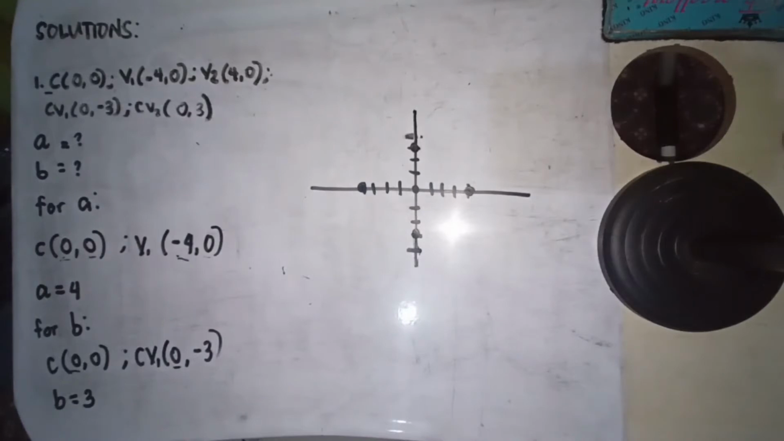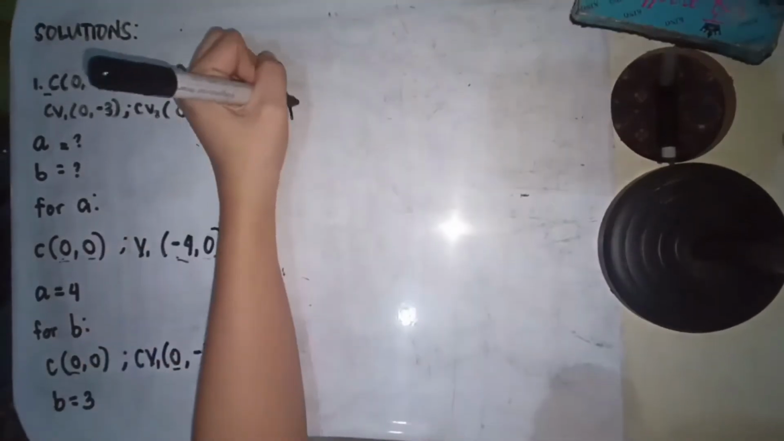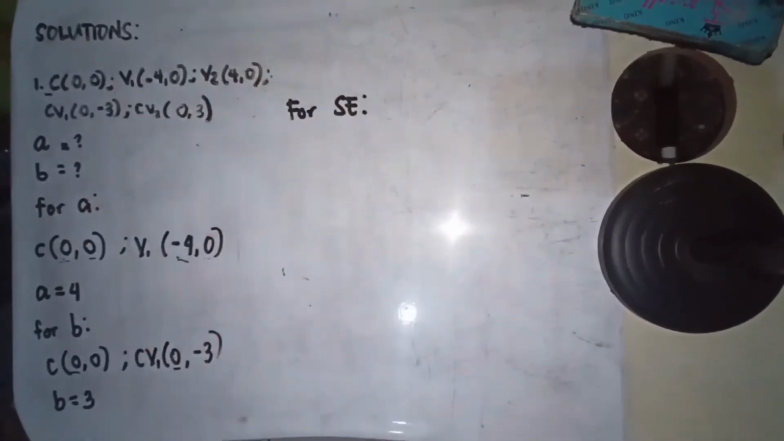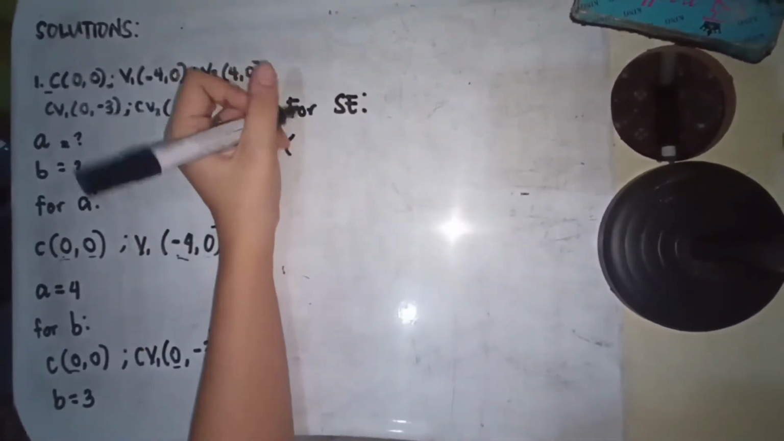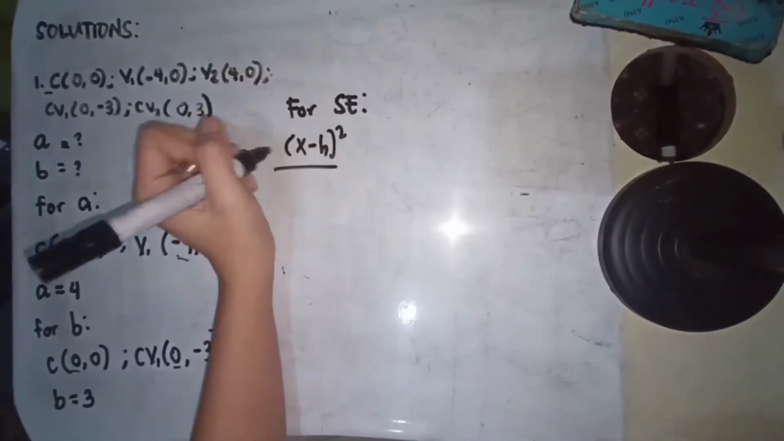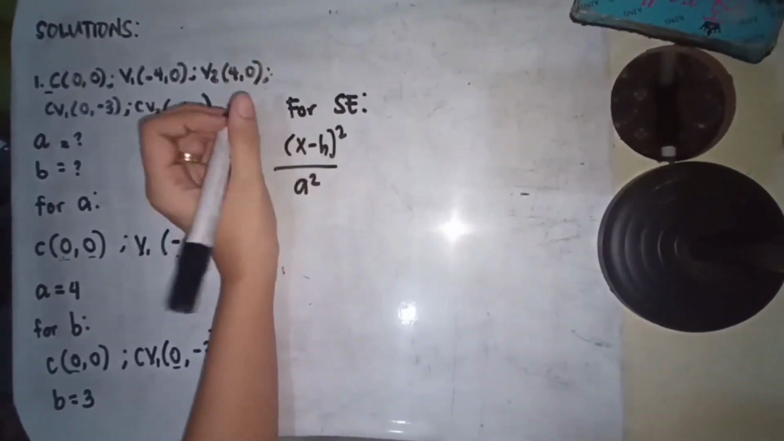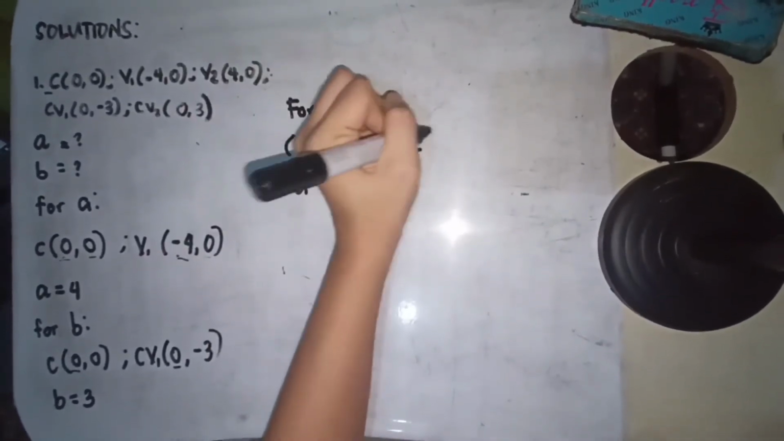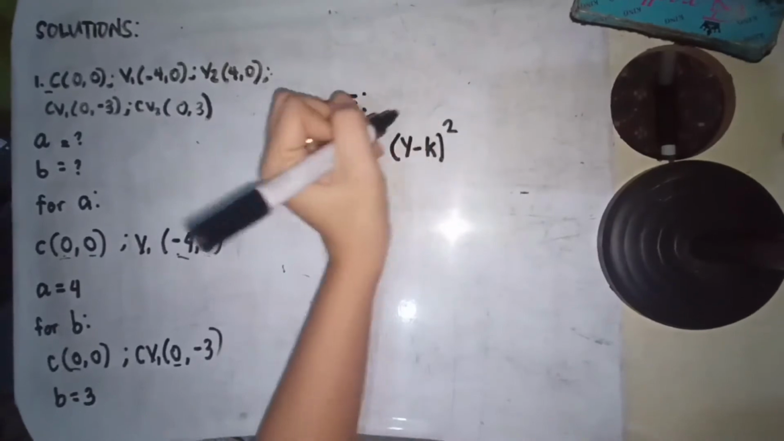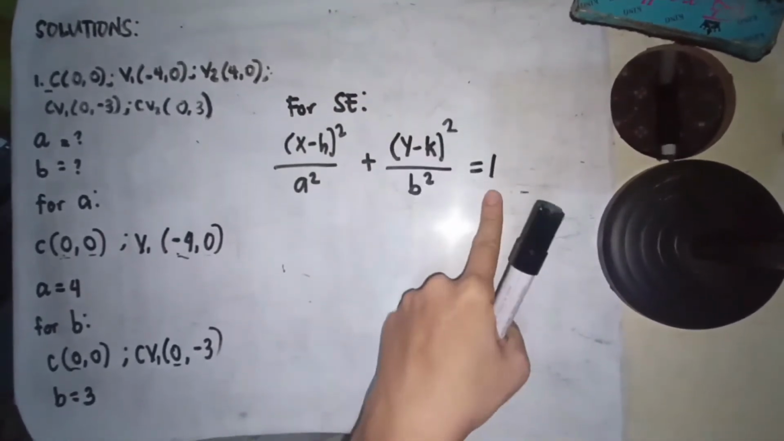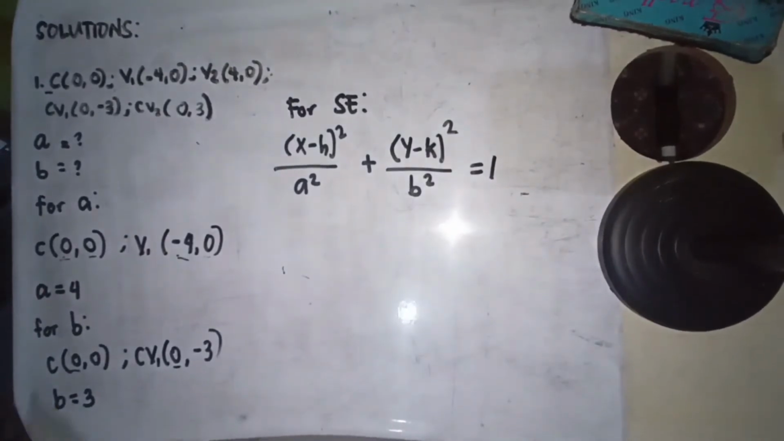So kung horizontal ellipse ang atuang gamit for standard equation will be quantity of x minus h squared over a squared plus quantity of y minus k squared over b squared. This is equals to 1. Constant ng 1 class ha. Okay, next. Pwede na nato ipang substitute.